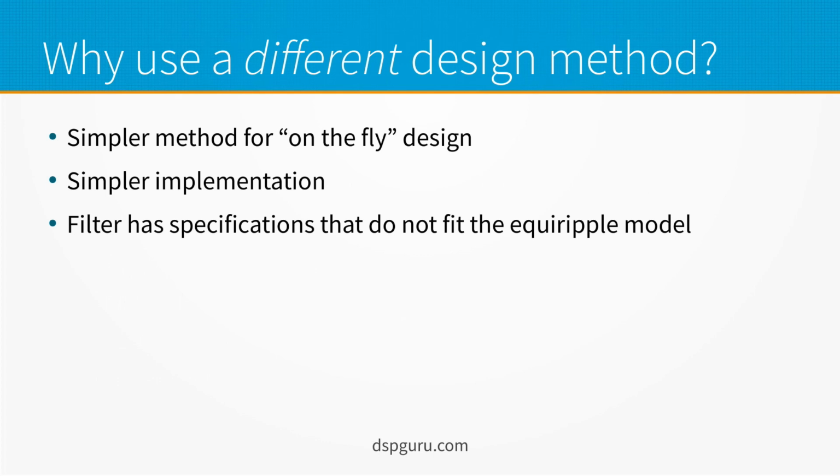There are also some methods that result in a simpler implementation. For example, there's a type of filter called a boxcar filter where all the coefficients are the same value, and that's useful in some applications. Another thing would be if the filter design has specifications that don't fit the Equiripple model. An example of that is a notch filter, where you might want the notch frequency to be as attenuated as possible, essentially 0, rather than some specified number of dB of attenuation, which is what the Parks-McClellan algorithm would accept as a parameter.